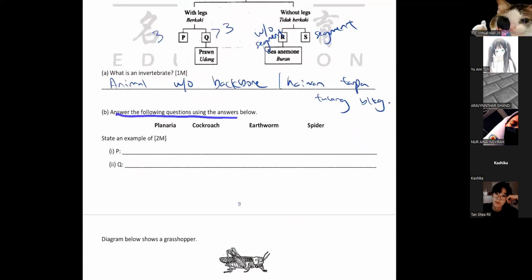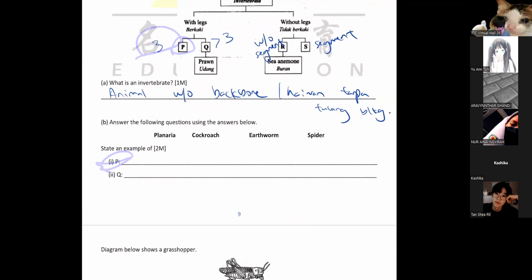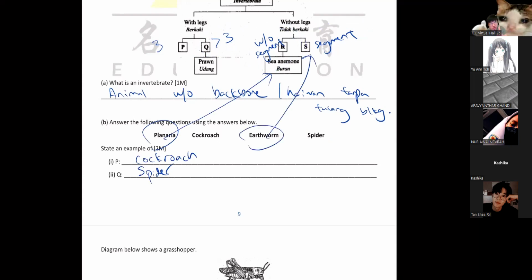So B. Answer the following question using the answers below. Say the example of P. Who is P? P is 3 pasang kaki, 3 pairs of legs. That will be your cockroach. Yuck. And then you have your Q. This is more than 3 pairs, lebih daripada 3 pasang kaki. That will be your spider. And then sea anemone, this is without segment. That would be your planaria. And the bersegmen one would be your earthworm. Of course, your cacing tanah has segments.